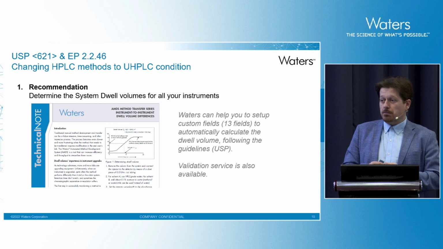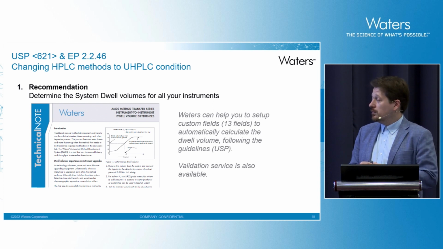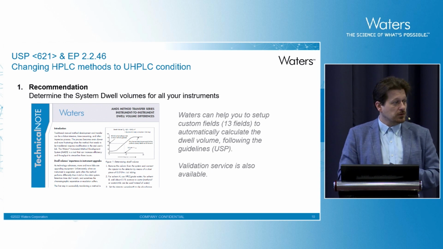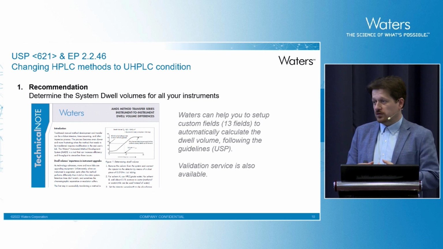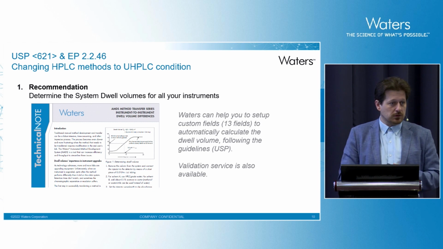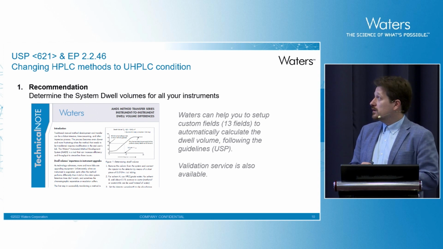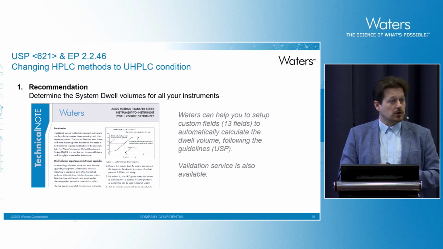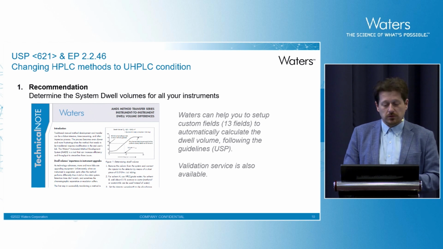If you're a user of Empower software, we can automate that by adding some custom fields to the system. Of course, it's your responsibility to validate them, or your subcontractors to validate it for you. Then every system can run this method in an automated fashion, and you know your internal volumes, which might be different depending on what oven you have, what detector configuration you have, whether you split flows or not, and so on.